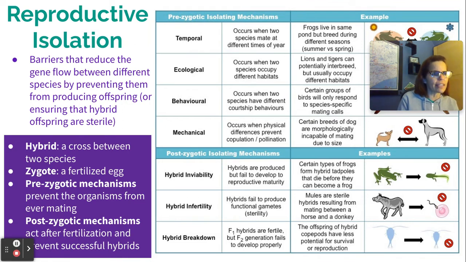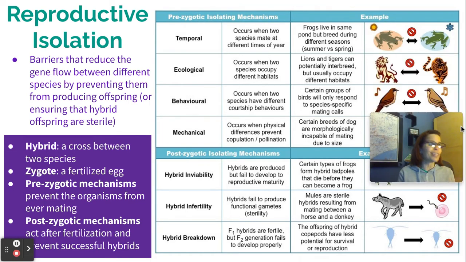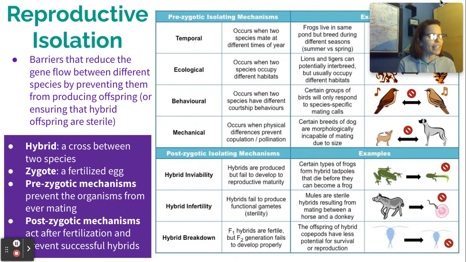So pre-zygotic mechanisms prevent them from ever having sex in the first place. Examples: they might live in the same environment, but they're fertile at different times of year. That's temporal. Ecological is they don't even live in the same environment, so they could never have sex. Behavioral, really straightforward. They don't behave correctly, and so they never get mated with. For example, birds have very specific songs that they sing for their territories, or for mates, and if you sing the wrong song, then you don't get that mate. And then mechanical implies that they physically can't fit together. They can't have sex, in this case, the Great Dane and a Chihuahua. That's mechanical isolation.